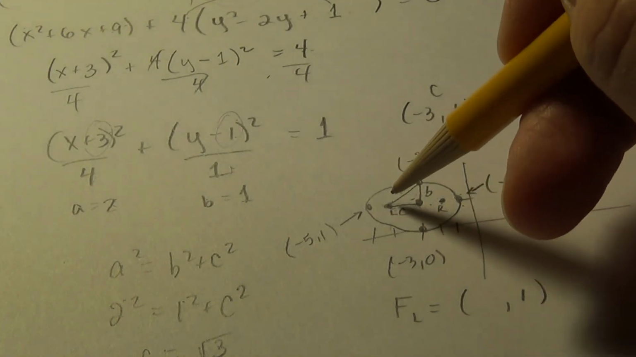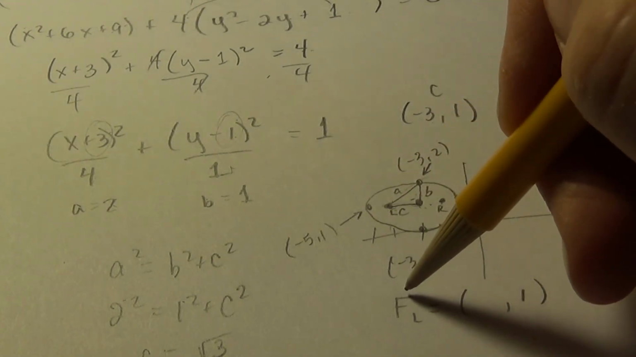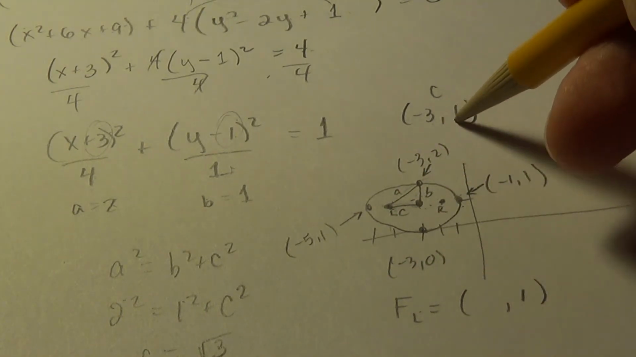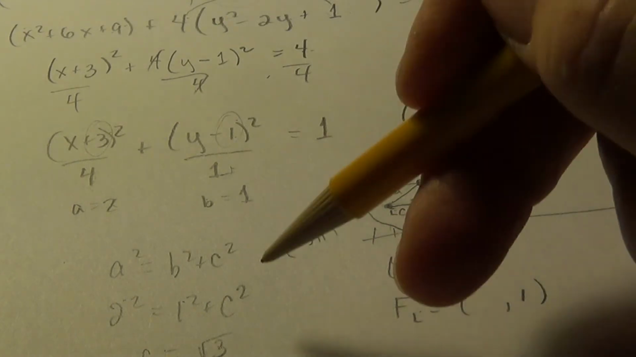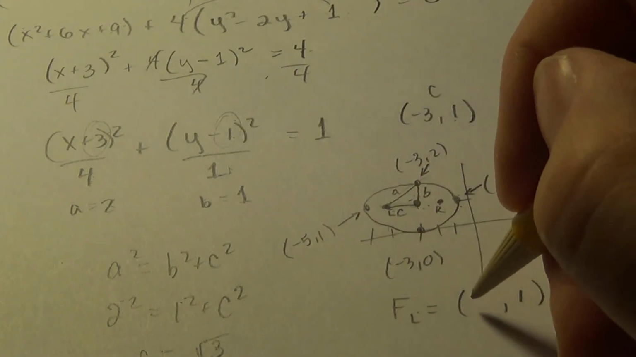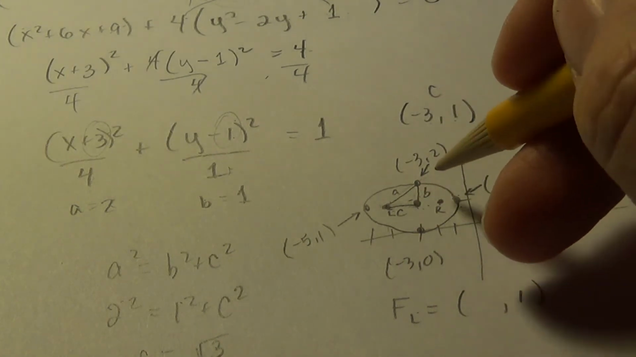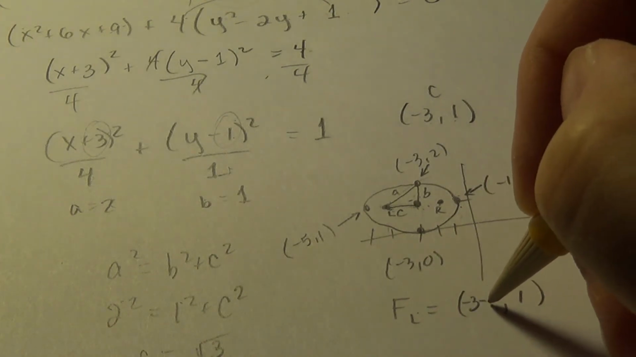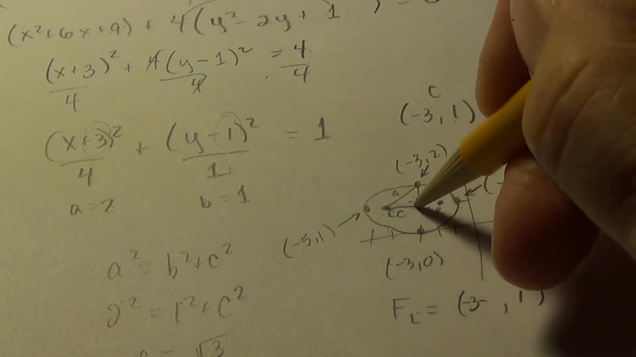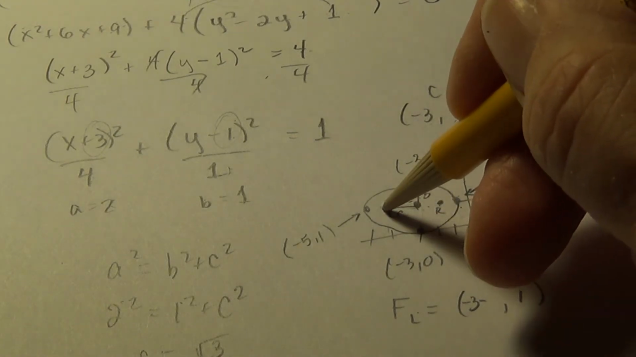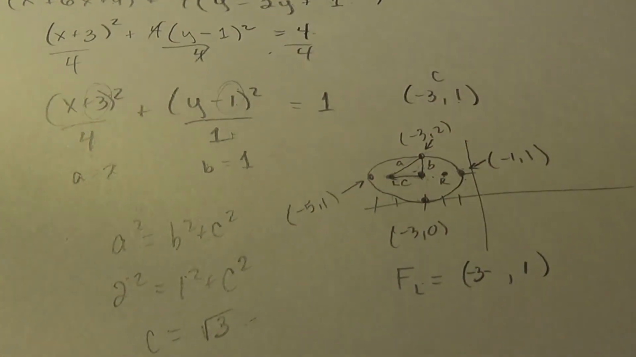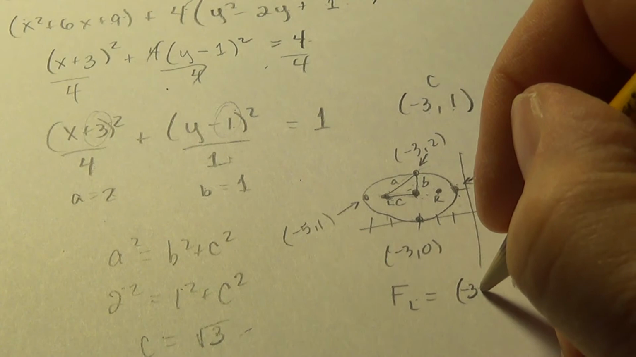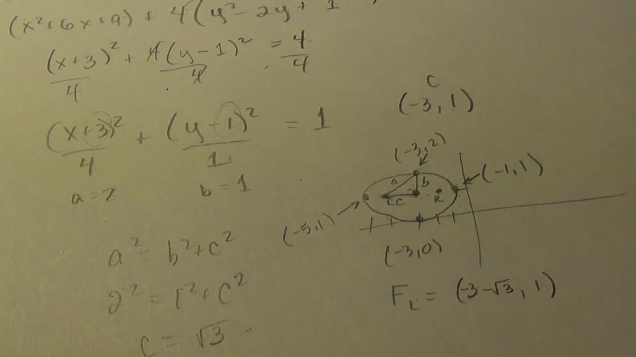So how do I get the name of this focus on the left? Well, I've started in from the center, and the center was -3, 1, and I went back the square root of 3. So starting here, the x value was -3, and I went back another square root of 3. So it's -3 minus the square root of 3, and then 1.